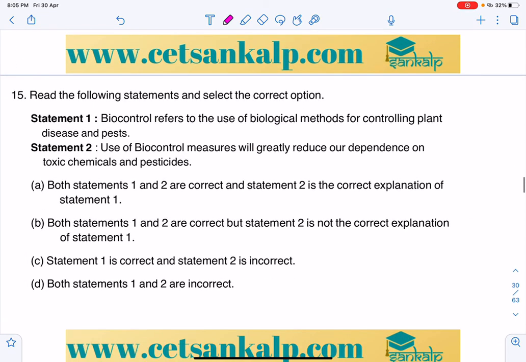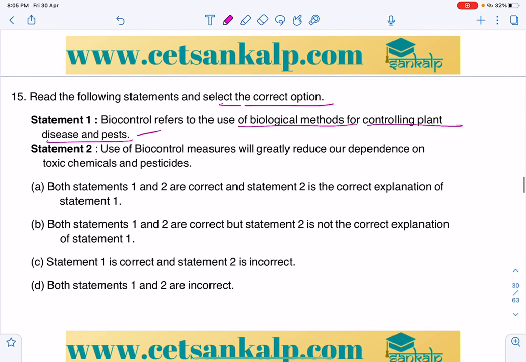Next, read the following statements and select the correct option. Biocontrol refers to the use of biological methods for controlling plant disease and pests. So statement 1 is correct. Use of biocontrol measures will greatly reduce the dependence on toxic chemicals and pesticides. That is also correct. So both statements 1 and 2 are correct.